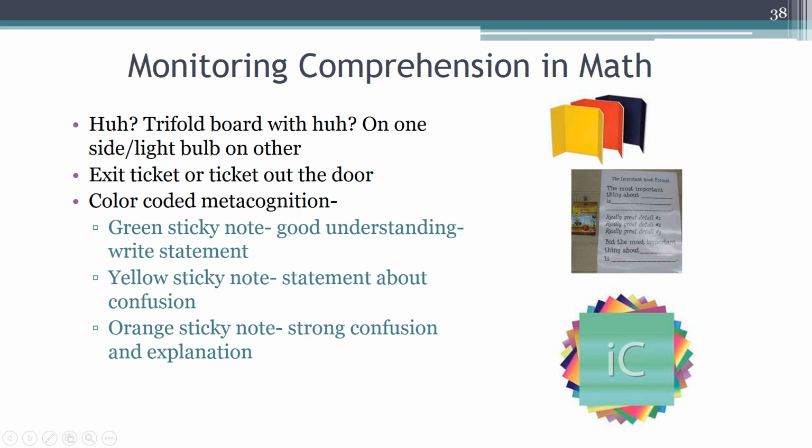Monitoring comprehension. Here's a very quick and easy way to do it. Two different ones. One is to have a trifold board. One side has the word huh with a question mark. The other side has a light bulb, and you just ask kids to put it on their desk or sit it up. Exit tickets and color-coded metacognition. So you have sticky notes. You use 3 different colors, and one represents good understanding, one represents confusion, one represents being clueless, and then the students have to write a reason why. They can't just give you the green note, but they have to write a statement on it explaining why.